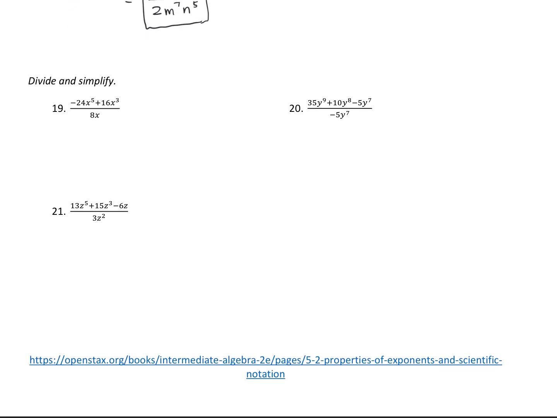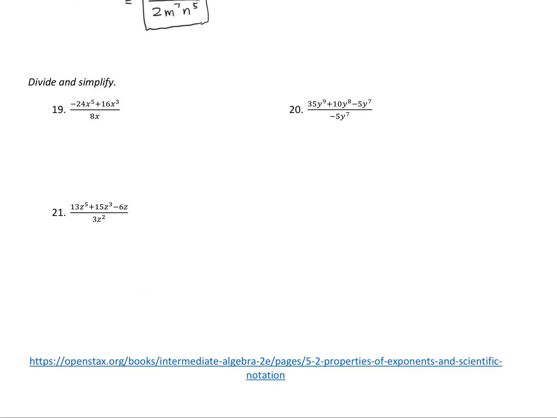Okay, so let's look at the last 3. Here is the divide by a monomial part. So notice on the top we have more than one term. In number 19 we have 2 terms. In numbers 20 and 21 we have 3 terms. The key here is to remember that you're dividing each term by the denominator. So I highly encourage you to rewrite this in that way.